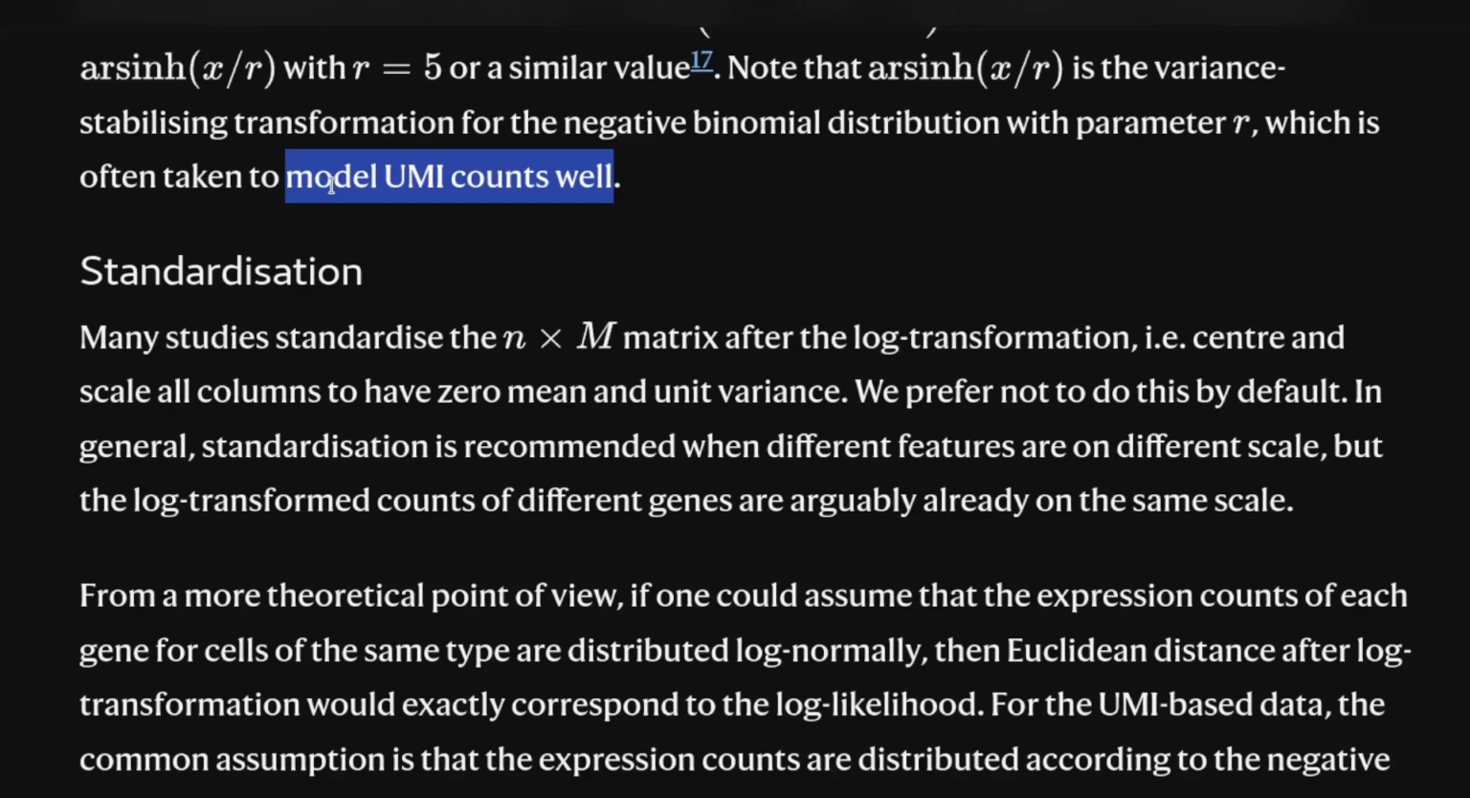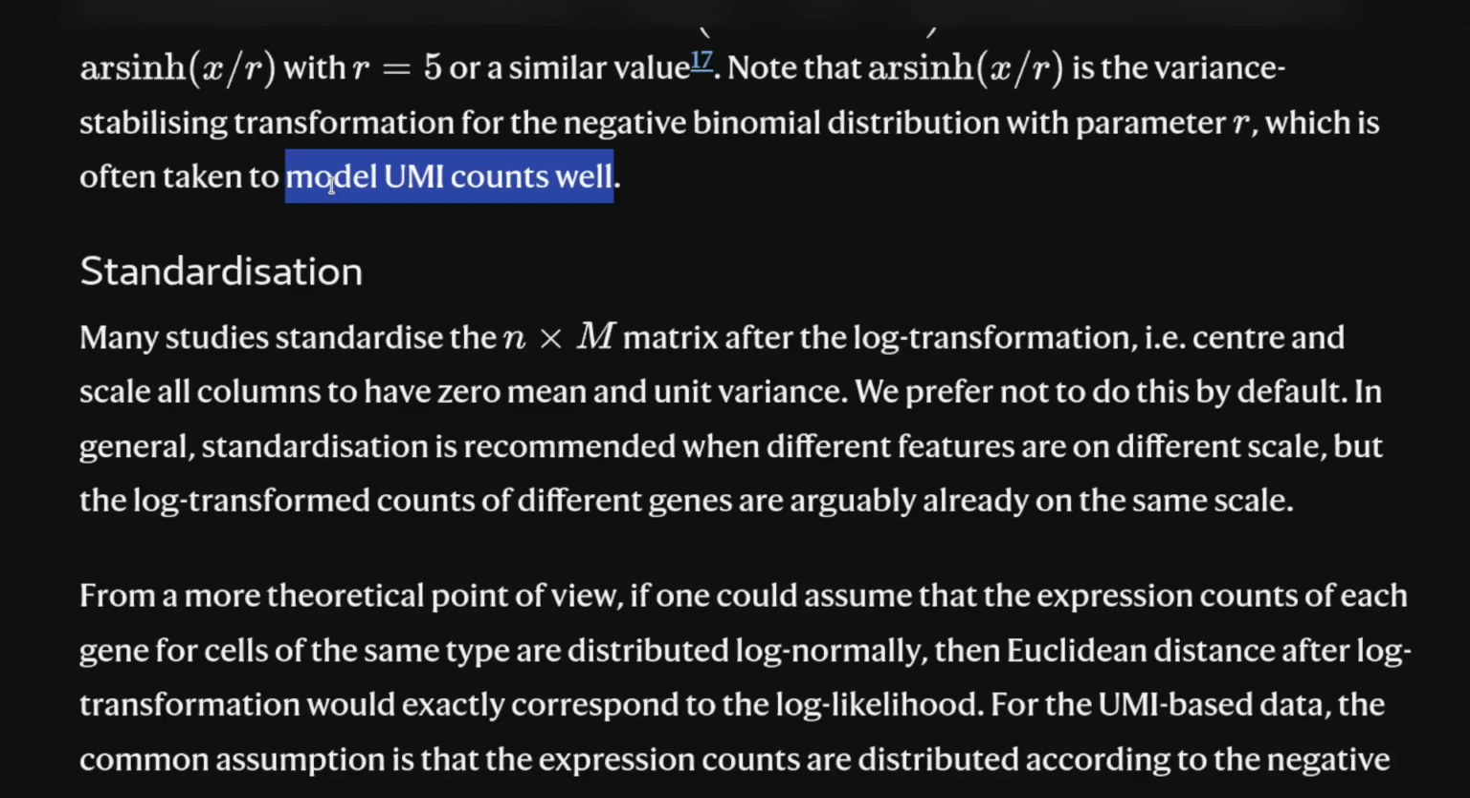From a more theoretical point of view, if one could assume that the expression counts of each gene for cells of the same type are distributed log normally, then Euclidean distance after log transformation would exactly correspond to the log likelihood. For the UMI-based data, the common assumption is that the expression counts are distributed according to the negative binomial distribution. For large counts, the negative binomial distribution behaves qualitatively similarly to the log normal. For example, its variance function is, whereas the log normal has variance function proportional to. So the Euclidean distance after the log transformation can be thought of as approximating the negative binomial log likelihood 26.